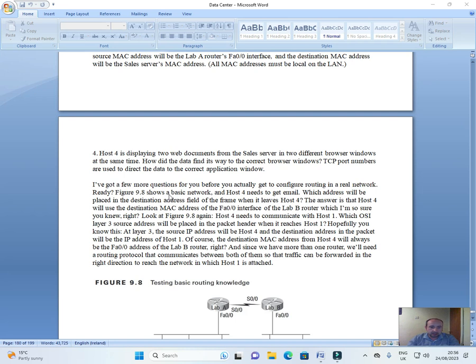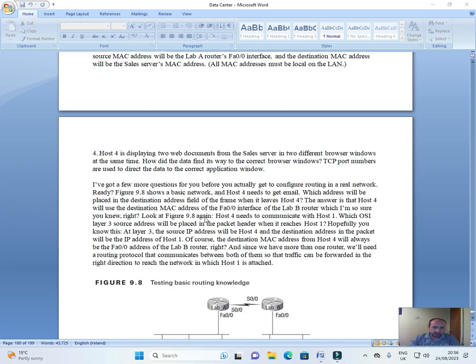Ready? Figure 9.8 shows a basic network and host 4 needs to get email. Which address will be placed in the destination address field of the frame when it leaves host 4? The answer is that host 4 will use the destination MAC address of the FA0/0 interface of the lab B router, which I'm so sure you knew, right?